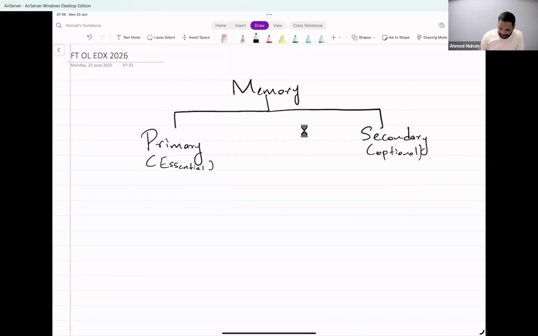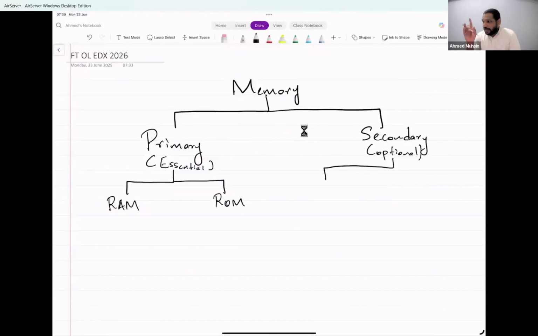Under primary, we had two categories. What were they? Excellent. Can you tell me what they stand for? Perfect. Random access memory, read only memory. Can we remember these two? And then under secondary, we had many options. I did not teach it to you yet, but do you remember the options? USB drive, solid state drive, memory card, they all come under something which we call flash memory.